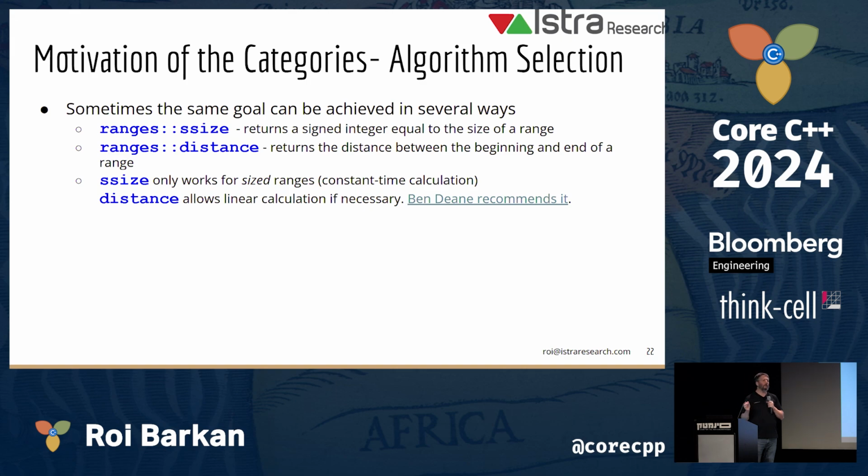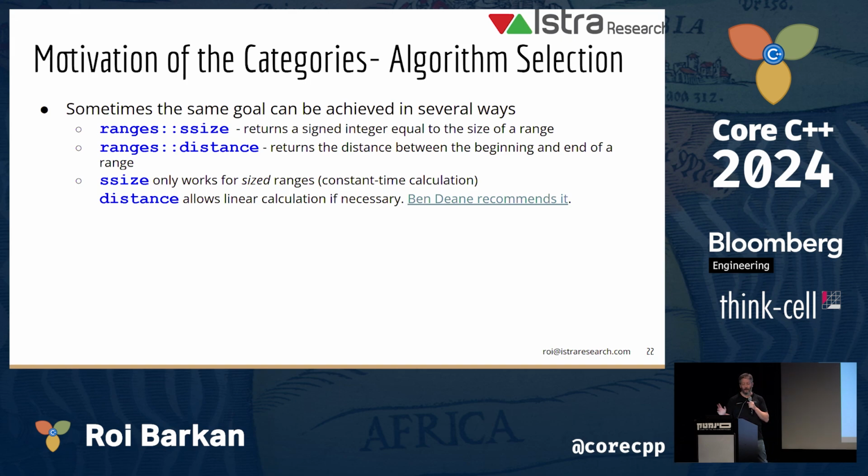Size only works for sized ranges. If I try to give size a range that is not sized, it will not compile. On the other hand, if it does compile, I know that it will run in constant time. Distance, on the other hand, is more flexible. You can give it any range you want, at least a forward range, I think, and above. If the input range is sized, distance will work in constant time. If it's not a sized range, it needs to iterate and go through each item. Distance will do the extra work, but it will compile. So that's the difference.